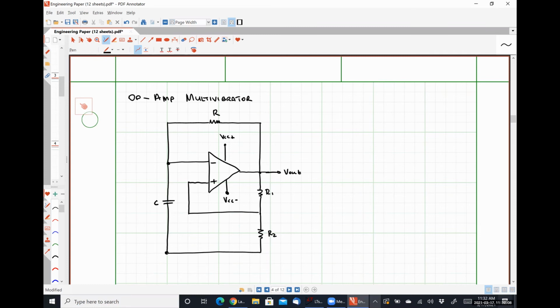I'm going to put my ground reference here at the bottom left-hand corner, which means this node is the voltage drop over my capacitor. And I'm going to call this node right here my reference voltage. So there's something very fundamentally different about this circuit than any of the ones that we have dealt with to this point.